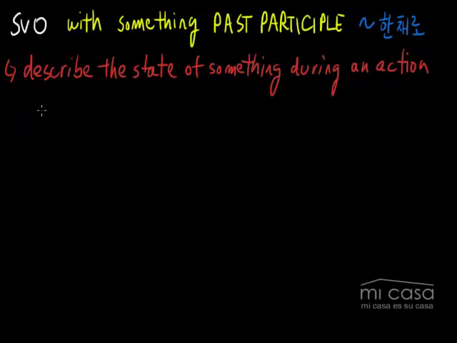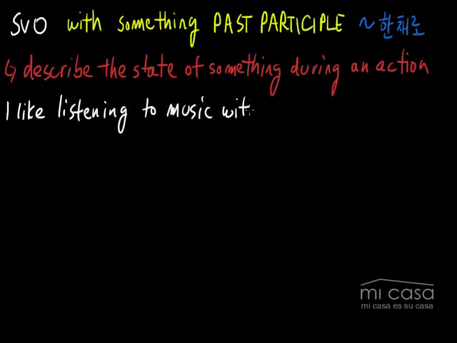Let's go ahead and look at our first example, which is a pretty simple, straightforward example. I like listening to music with my eyes closed. So here we have a full sentence: I like listening to music with something past participle, with my eyes closed. Closed is the past participle of the verb close.